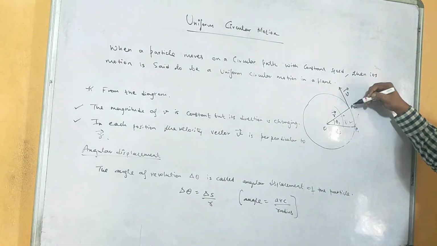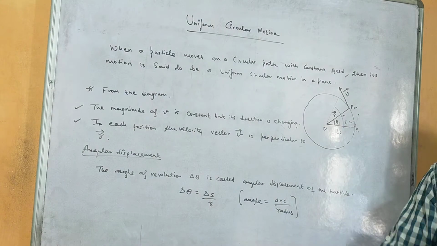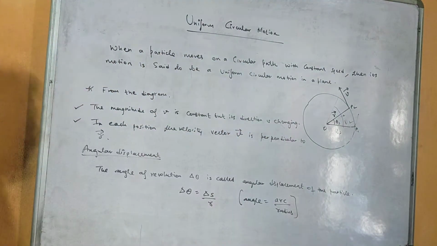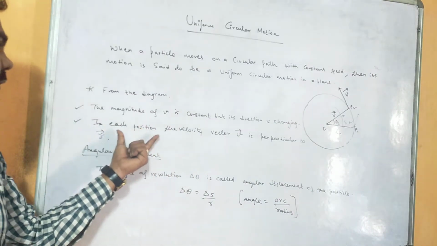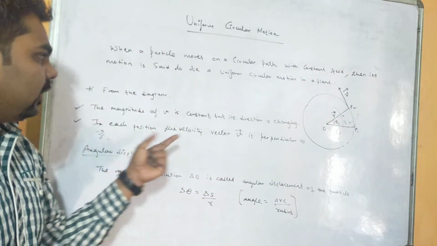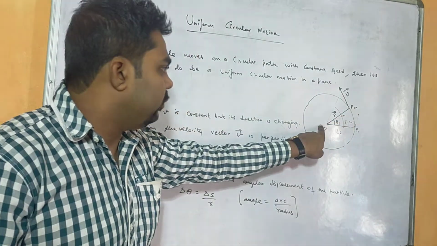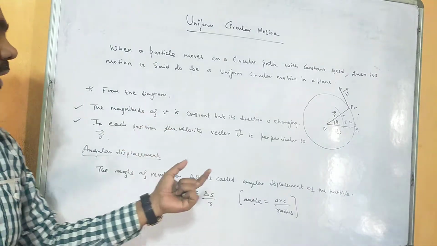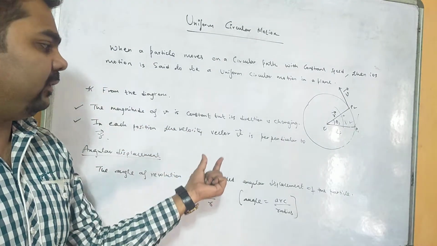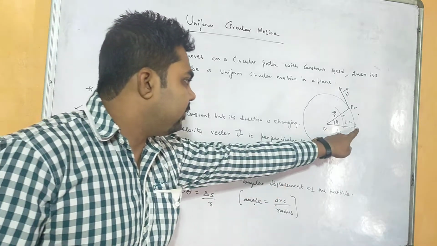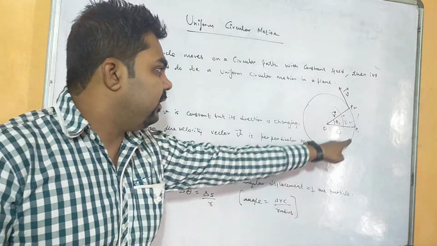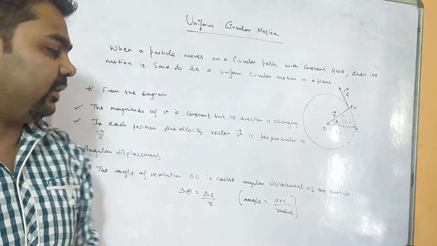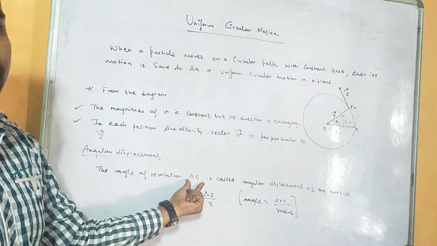And one thing you note here, the velocity is always perpendicular to the radius, right? The magnitude of v is constant but its direction is changing. From the diagram, in each position the velocity v is perpendicular to r, right? The velocity is perpendicular to the radius, and the angle of revolution is considered as del theta. That means this displacement is in a circular path, and in this case theta is getting changed. As theta is getting changed, we consider it as del theta, that means angular displacement.